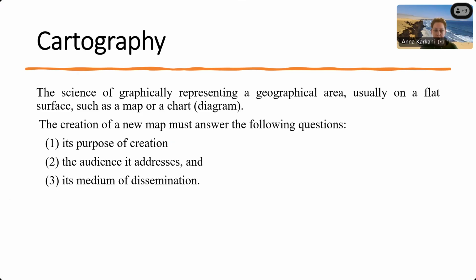And of course, what also is very important is the medium of dissemination. There are nowadays many different types of maps. You can find web maps, right, that you can see through your Chrome or Firefox or whatever. There are printed maps. There are still printed maps. Some people use them. And of course, there are the maps that we export for other purposes. So there are different things that we have to keep in mind when we create a new map, okay?